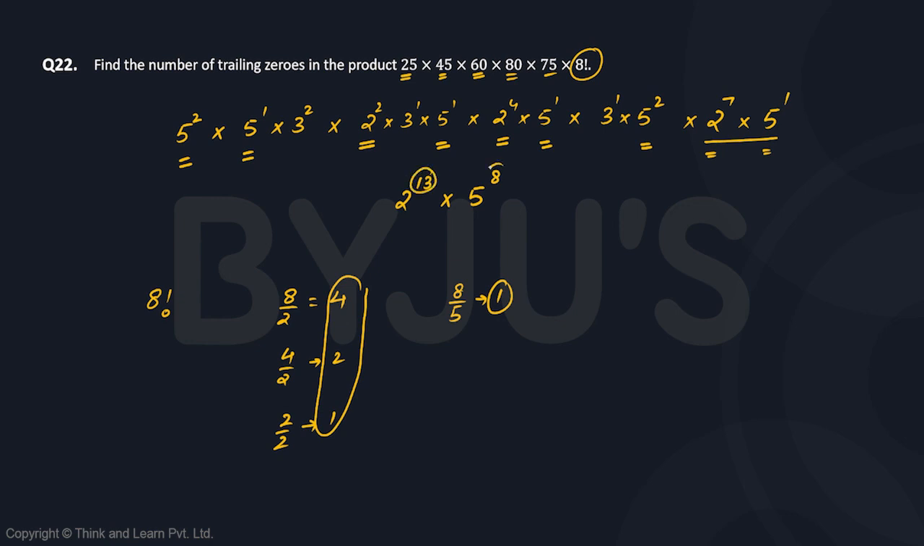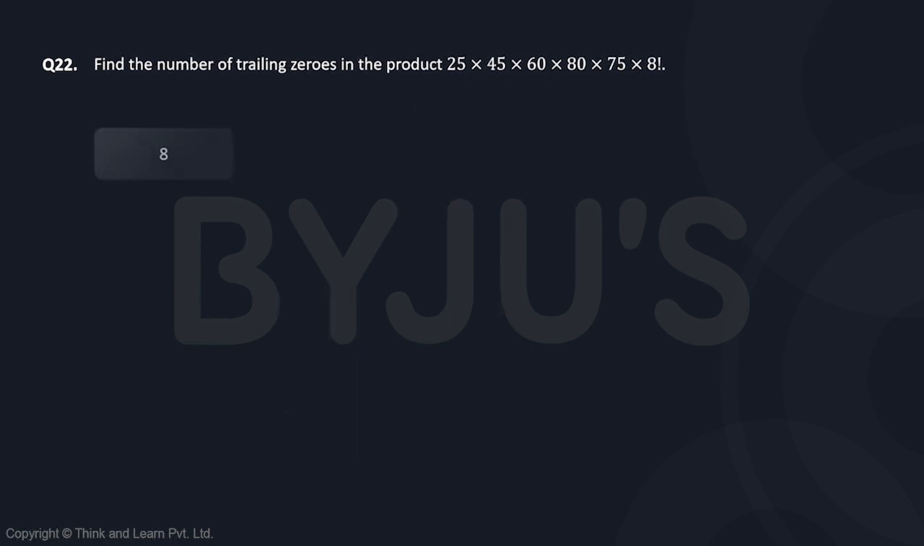The lower of these two powers will decide the power of 10 and hence the number of trailing zeros. So in this case, the lower of these two powers is 8. So there will be 8 trailing zeros at the end of the given product. So the correct answer has to be 8, and yes, this is the correct answer.